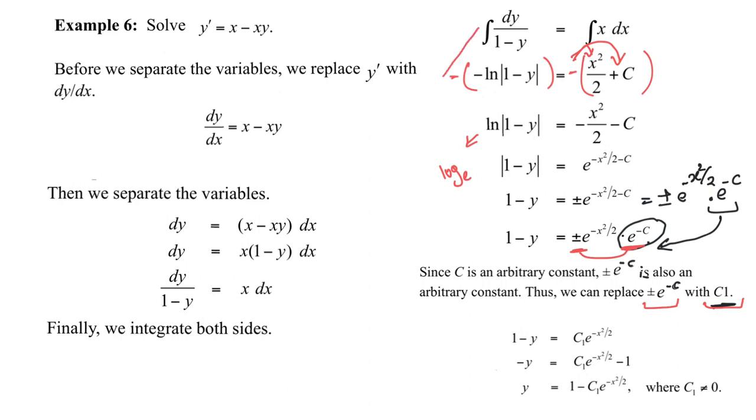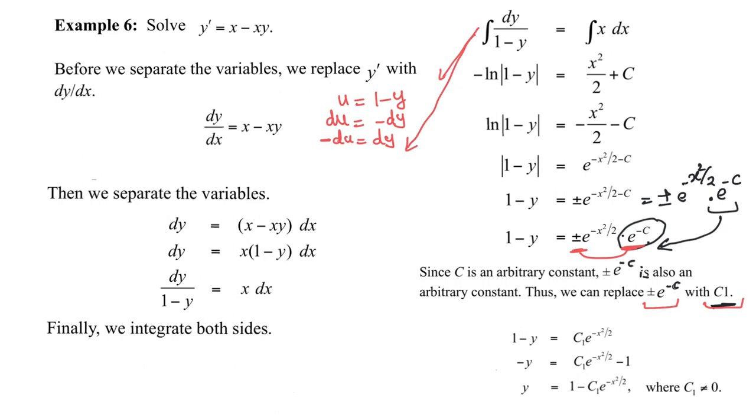If you are wondering how to find the integral of that, let's do that. Let's say let u equal 1 minus y. We are using the substitution method. So du equals negative dy, or negative du equals dy. Then substitute that into this function.